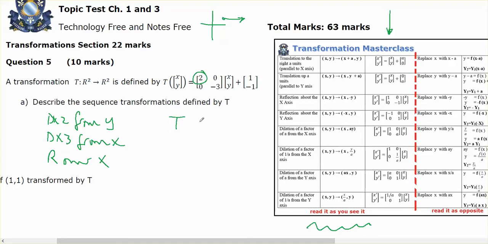I'm going to translate right 1 unit, I'm going to translate down 1 unit, which is how I read it when I've got it in transformation mode.